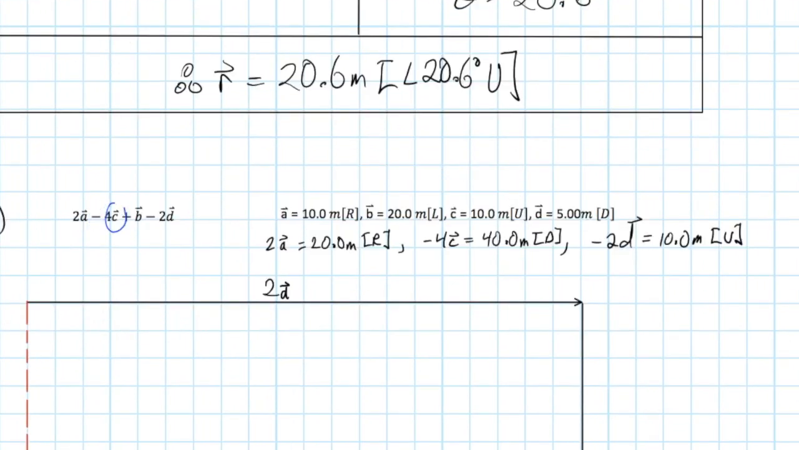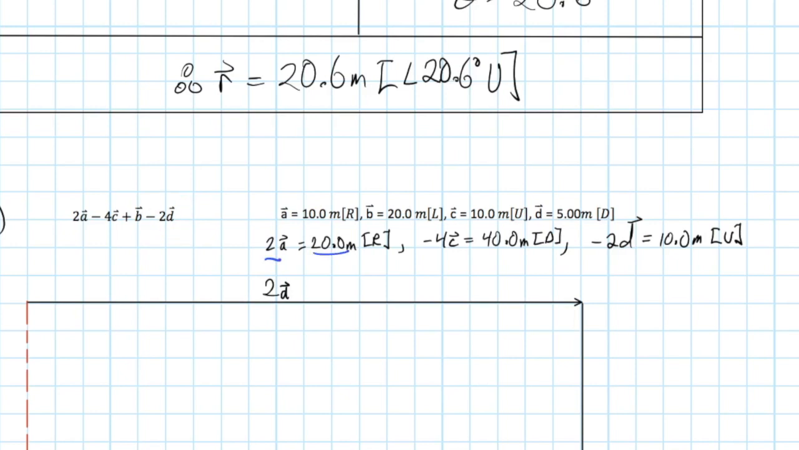2a minus 4c plus b minus 2d. The only vector that is unchanged from its original is vector b. So again, as best practice, on the aside here, we're going to figure out how much 2a is, how much negative 4c is, and how much negative 2d is.